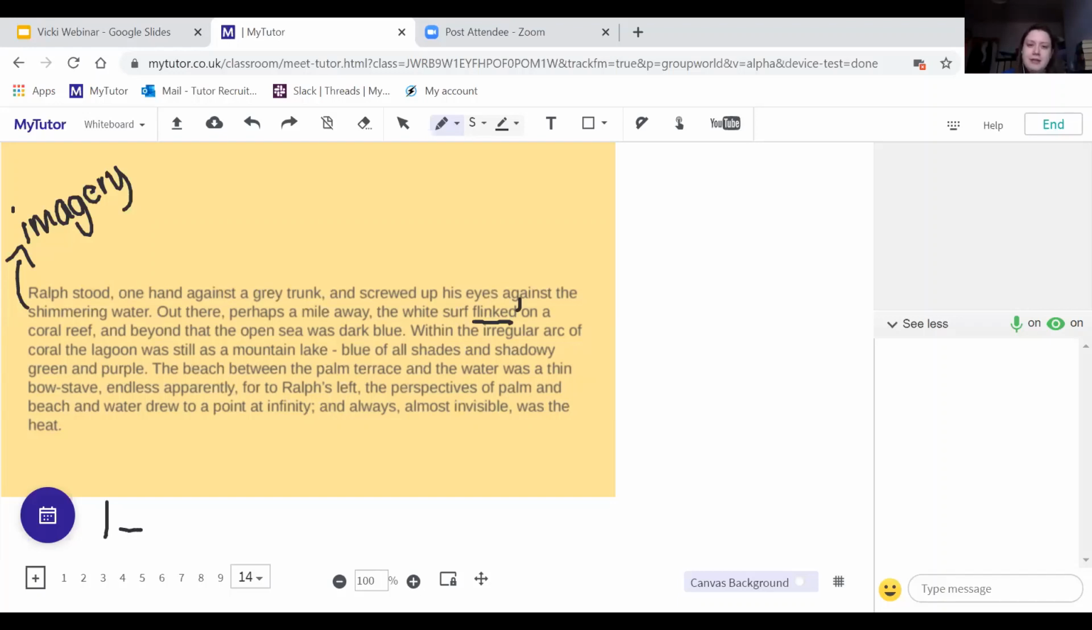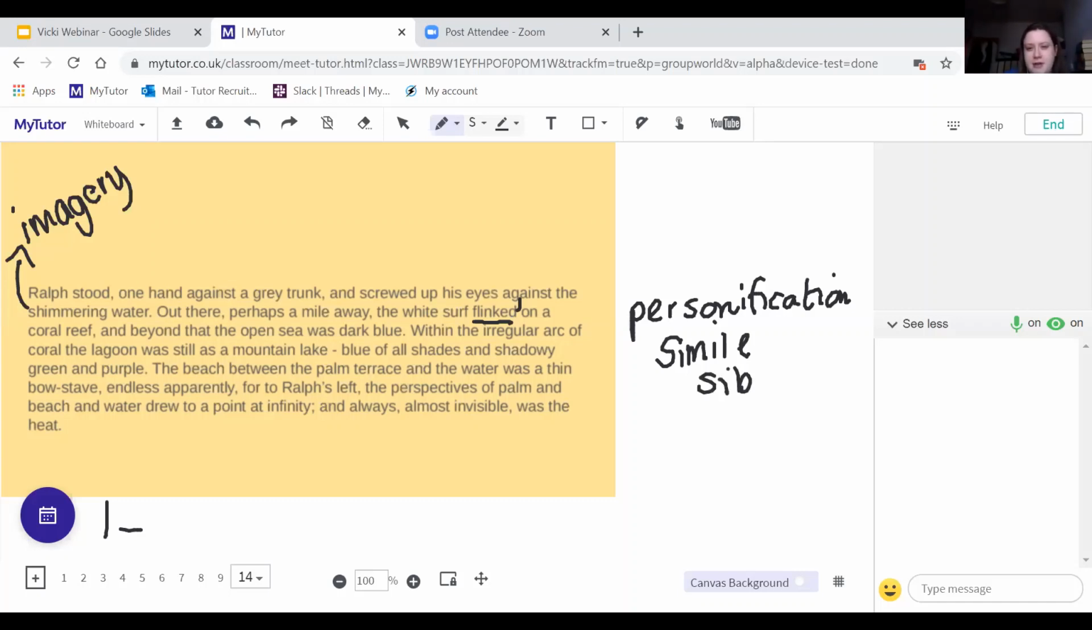So now, can the white surf flink, reflect? Possibly. So we could potentially say that it's personification. It depends how you want to interpret it. So flinked on a coral reef, and beyond that the open sea was dark blue. Again, nothing particularly interesting, but we're building on that imagery. Within the irregular arc of coral, the lagoon was still as a mountain lake. So we've got simile here, still as a mountain lake, blue of all shades and shadowy, green and purple.